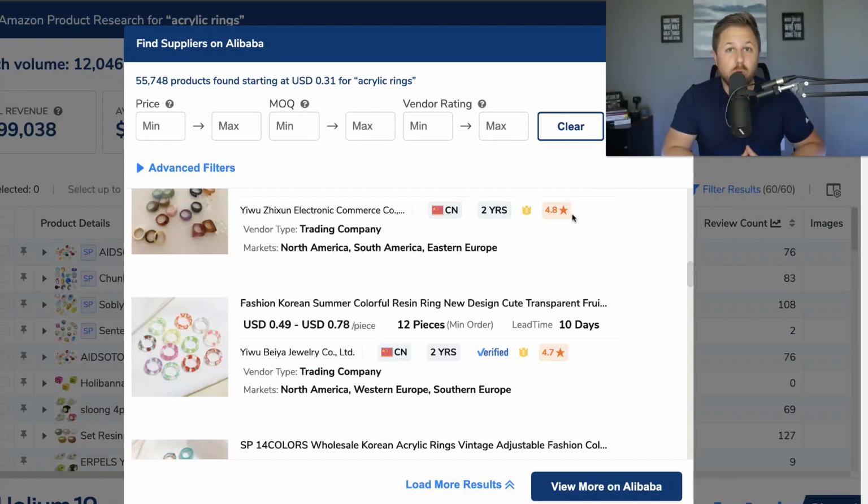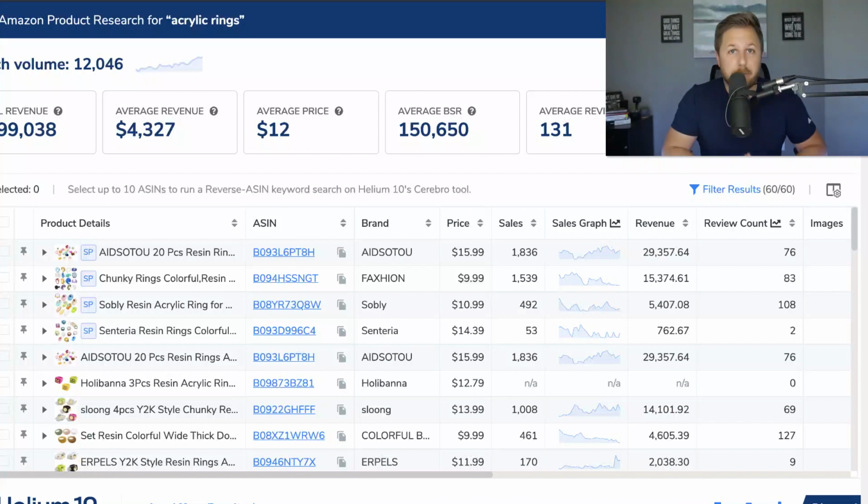So you might be able to get a cool design on these rings that might sell better than some of the other people. It's not a product like a barbecue glove where you can't differentiate it. These you could come up with different designs, different shapes, different colors, different styles. You get the point. So that is a pretty good product idea.